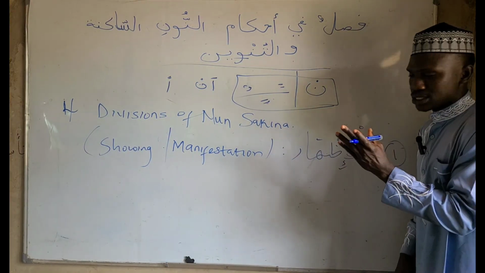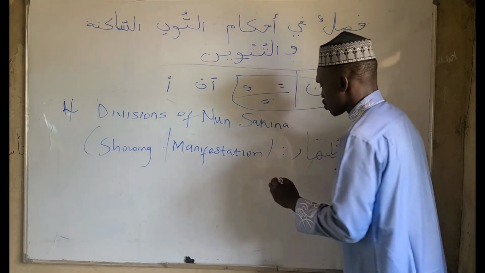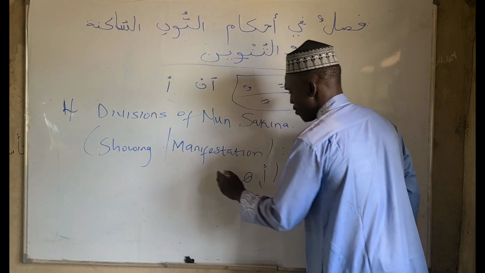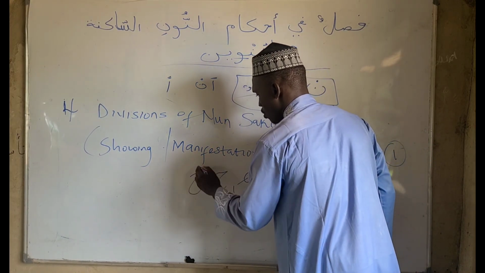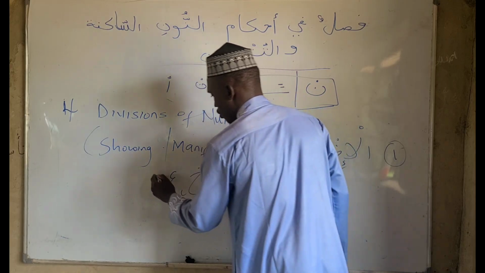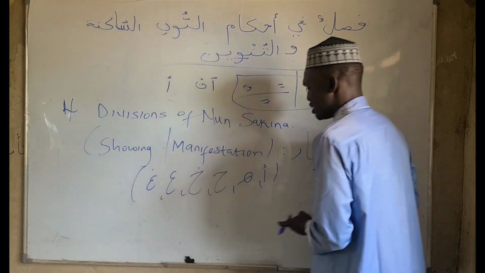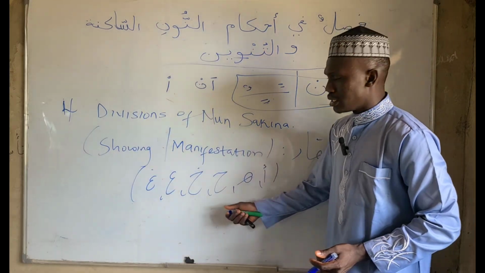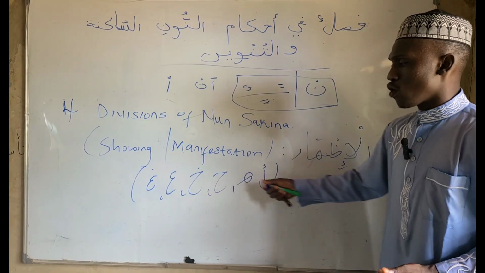Izhar has 6 letters. We have Alif, Ha, Ha, Kha, Ain, and Ghain. These 6 letters are the letters of Izhar.